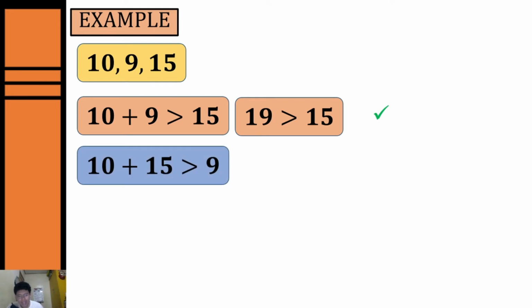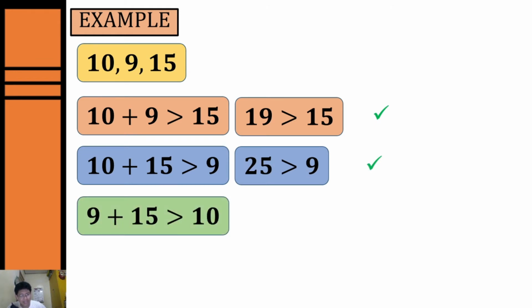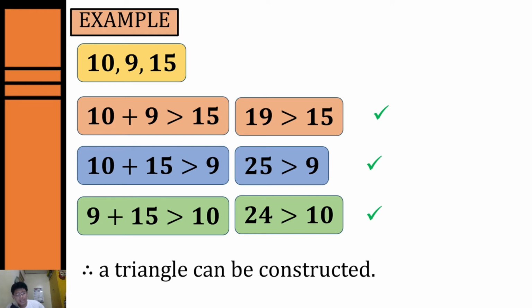Now let's add our first side and our third side and compare it to our second side. 10 plus 15, is it greater than 9? Yes, 25 is greater than 9. And last one, let's add our second side and our third side and compare it to our first side. 9 plus 15, is it greater than 10? So 24 is greater than 10. It satisfies our inequality. Since it satisfies the triangle inequality theorem, we can conclude that a triangle can be constructed with the dimensions 10, 9, and 15.